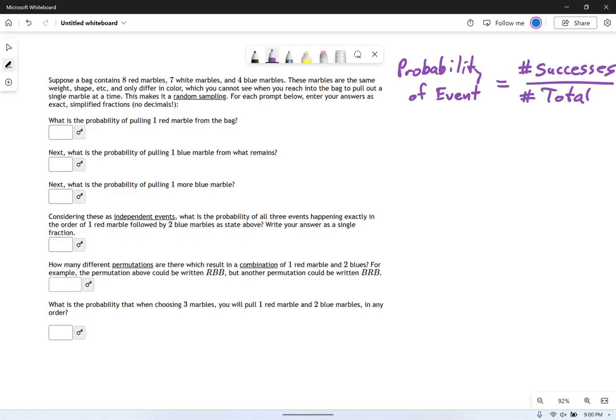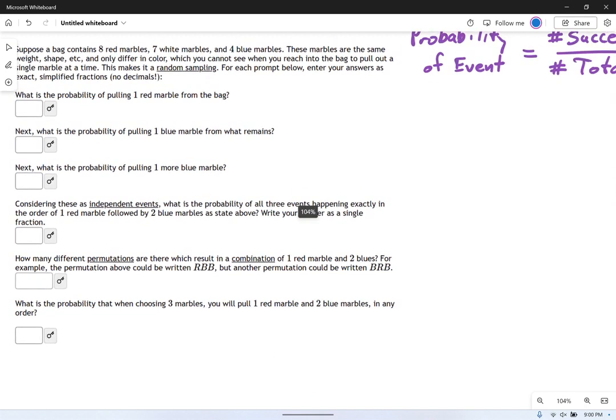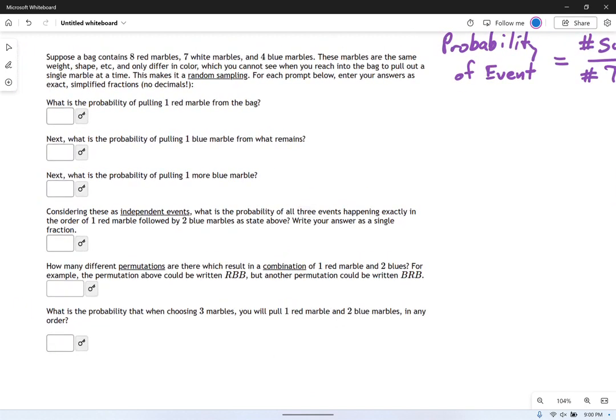So let's use that kind of logic here and talk about this bag full of marbles. We have here a bag with 8 red marbles in it, 7 white marbles, and 4 blue marbles. So total, if we count that up, that is 19 total marbles. What's the probability of pulling a red? Well, there's 8 ways I can succeed at pulling a red. So that is going to be 8, and there's 19 total marbles. So it's just 8 over 19. That's my probability. It's almost half.